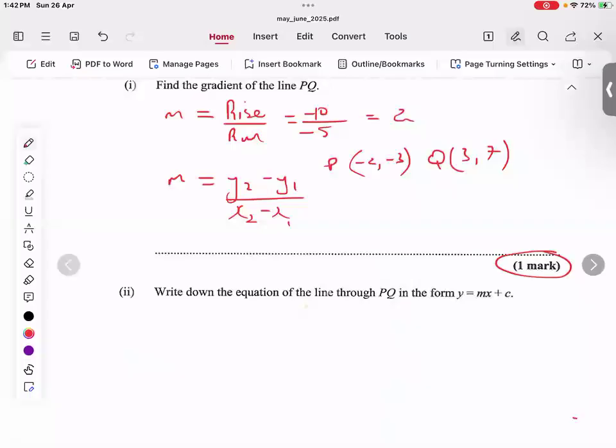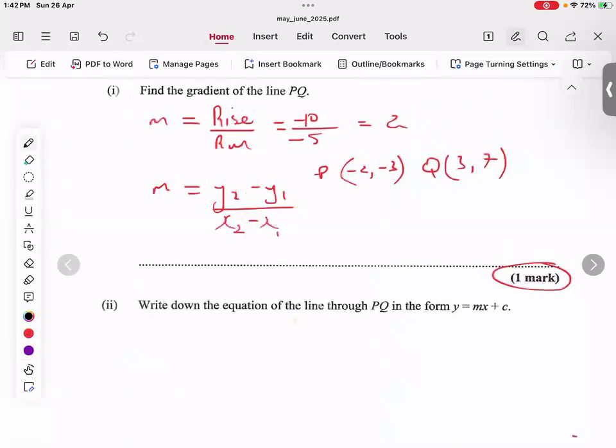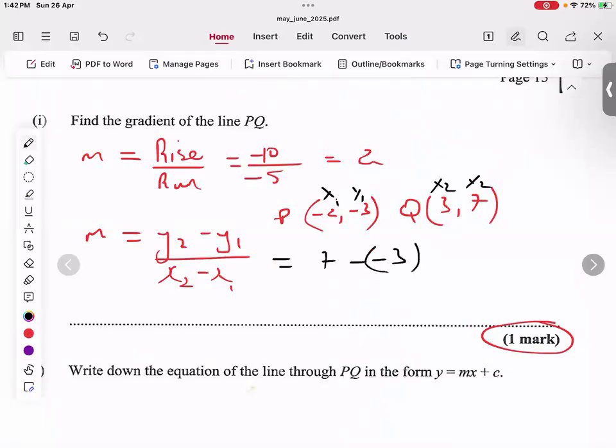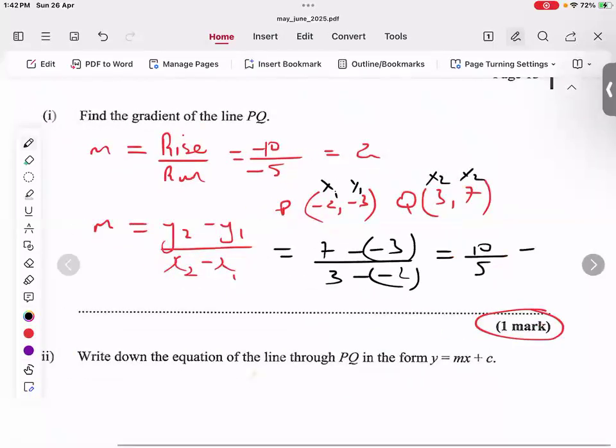All right. I don't teach for one group of students. I teach for everybody. Everybody has a different way to learn. So I can't just do it one way and leave it like that. I have to do it both ways. So x1, y1, x2, y2. If you want to use the formula now, and you know how to read off numbers off the graph, then y2 would be 7 minus y1 would be negative 3, over x2 would be 3 minus x1 would be negative 2. So you end up with 10 over 5, which works out nicely to be 2.